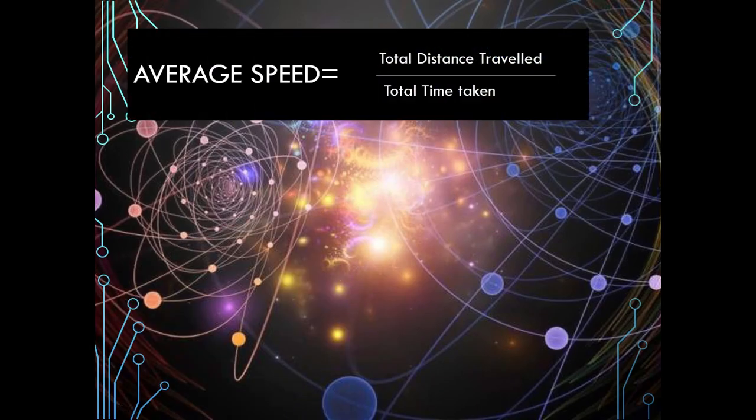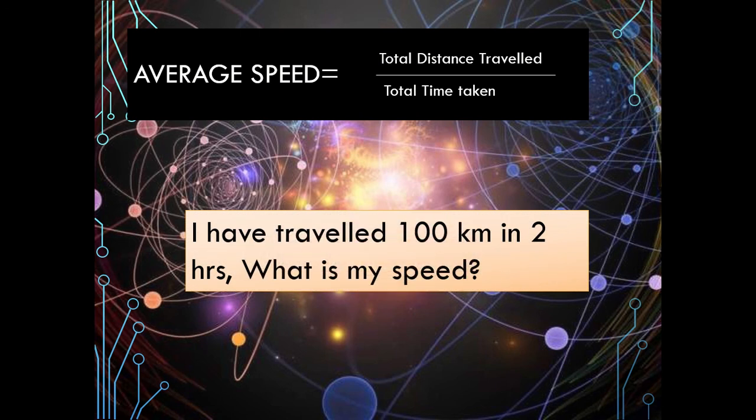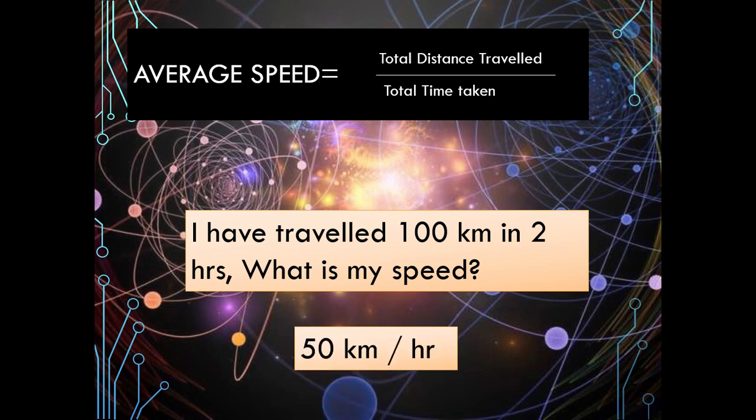Now we are coming to the next concept, called average speed. What is average speed? It is the total distance traveled divided by the total time taken. It is very easy. What is the total distance covered and the total time taken? I have traveled 100 kilometers in 2 hours. What is my speed? My speed is 50 kilometer per hour.